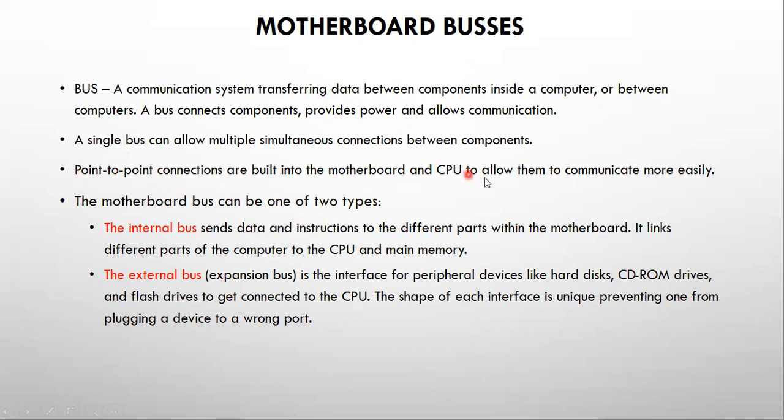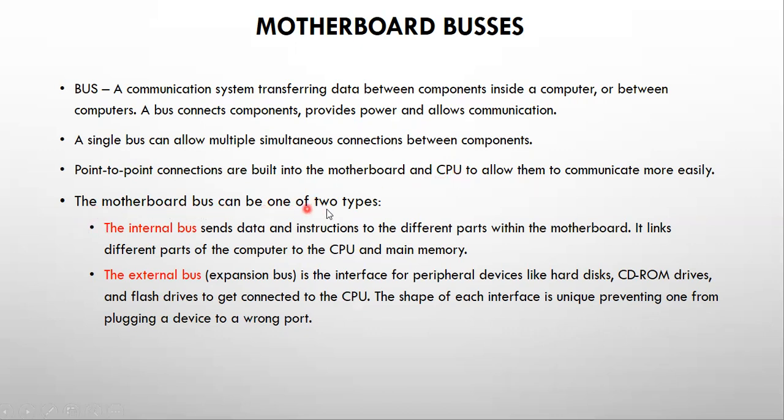So your point-to-point connections are, for example, for your CPU and RAM, so there is no other path. There's a direct connection between CPU and RAM so that the computer can work fast. There is no delay. Now, if you look at the other buses, they can transfer data between more than one component, but your point-to-point connections have a direct transfer between two components like your CPU and your RAM.